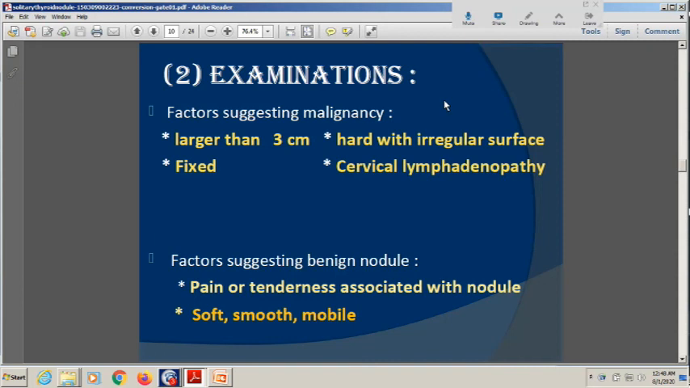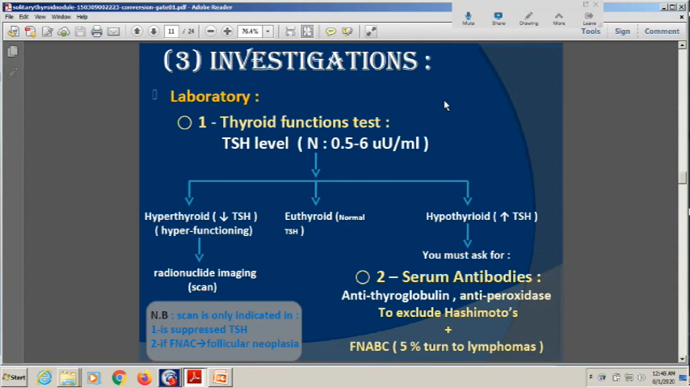Factors suggesting a benign nodule: benign nodules can be painful or painless, tenderness present or not present. The benign nodules are soft, smooth and mobile. Now the investigations were already explained in the previous topic. The same thing, TFT, TSH, T3, T4. The important thing is that free T3 and free T4 are more reliable to tell hyper or hypothyroidism.